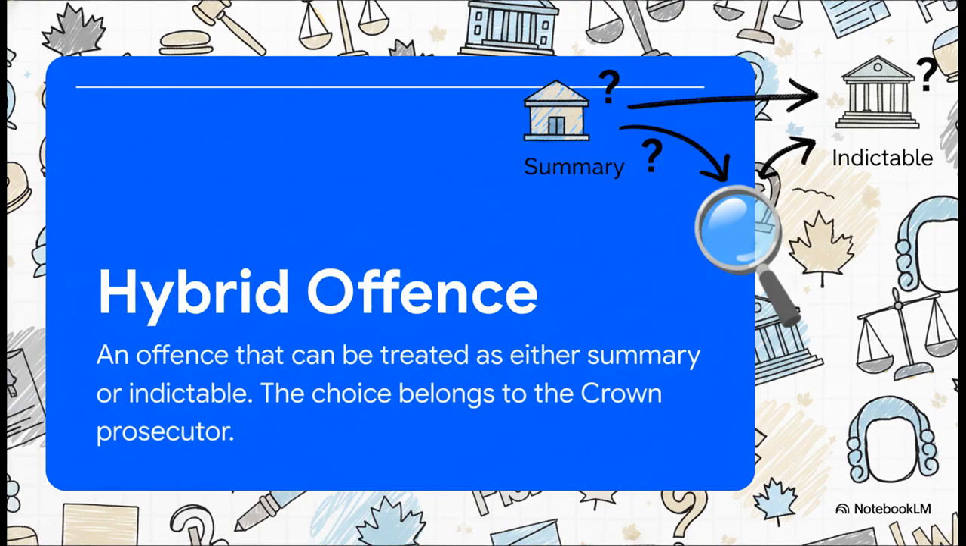It can go either way, and the person who gets to decide is the Crown prosecutor. They look at the specifics of what happened and then make a call. Do we treat this as a less serious summary case or a more serious indictable one? It gives the system a ton of flexibility to make sure the punishment fits the crime.